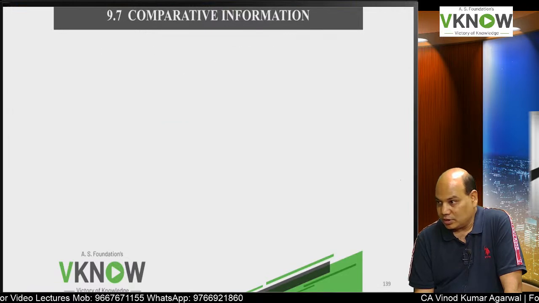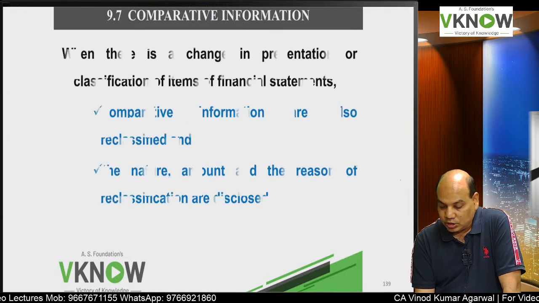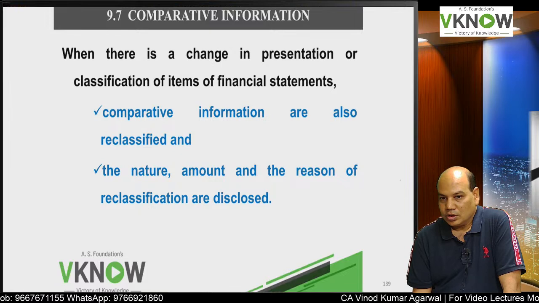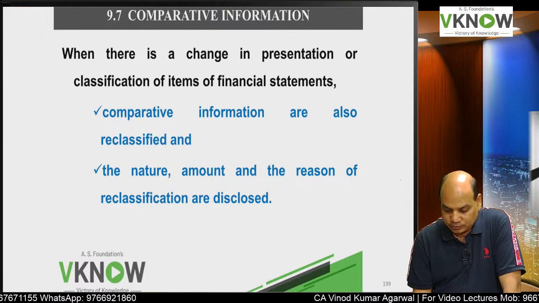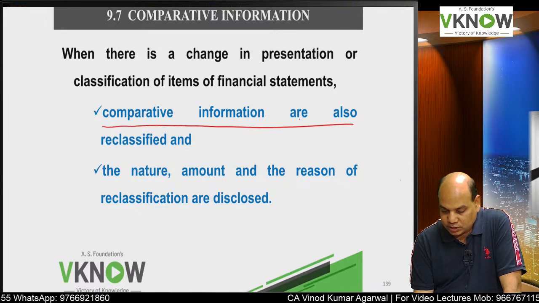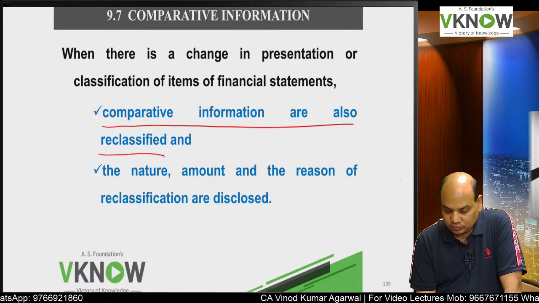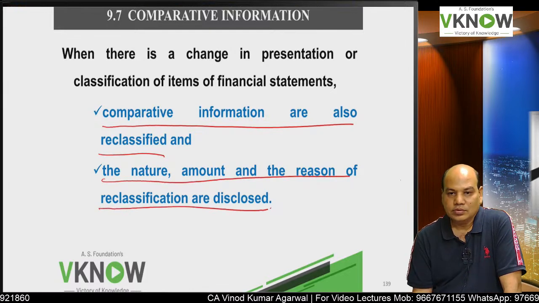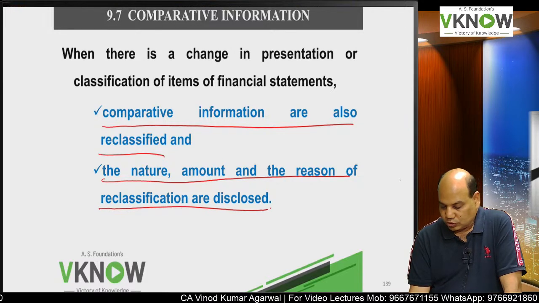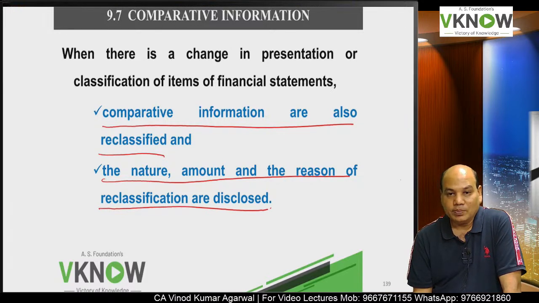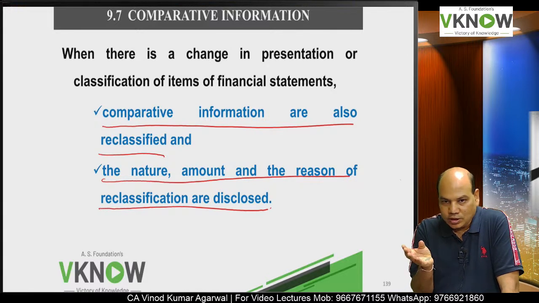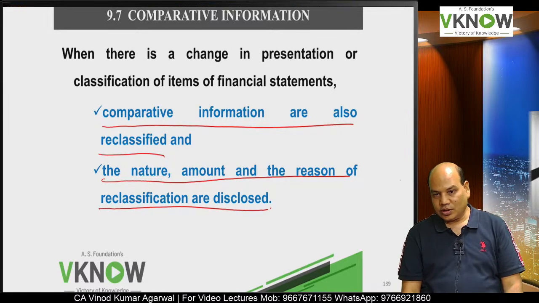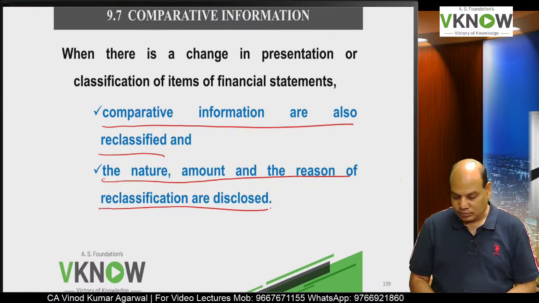No, not retrospectively, because it's not an error. We have to only change the comparative. Regrouping will be done for comparative period also. So comparative information are also reclassified, and the nature, amount and the reason of reclassification are disclosed. So sometime you will have to change the comparative information, regroup in the same way so that previous year and current year can be compared, and then you could disclose the nature, amount and the reason for that reclassification.